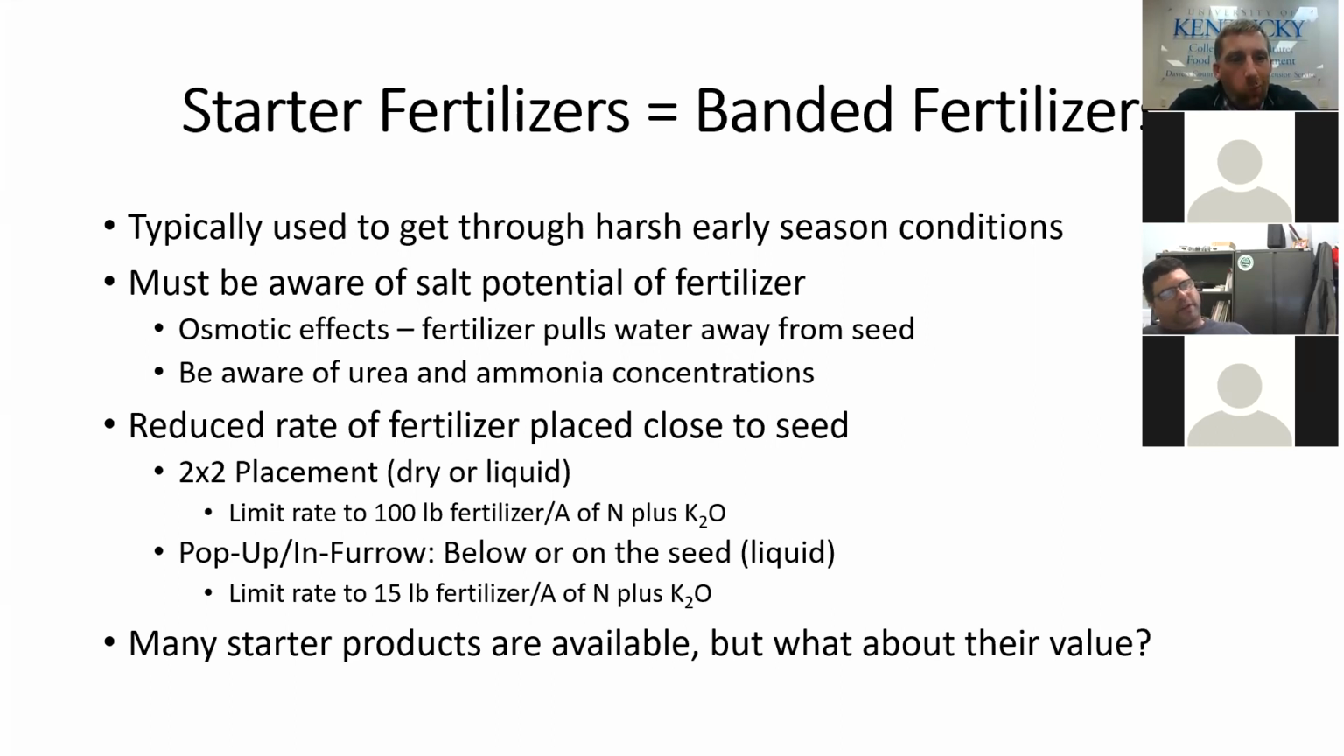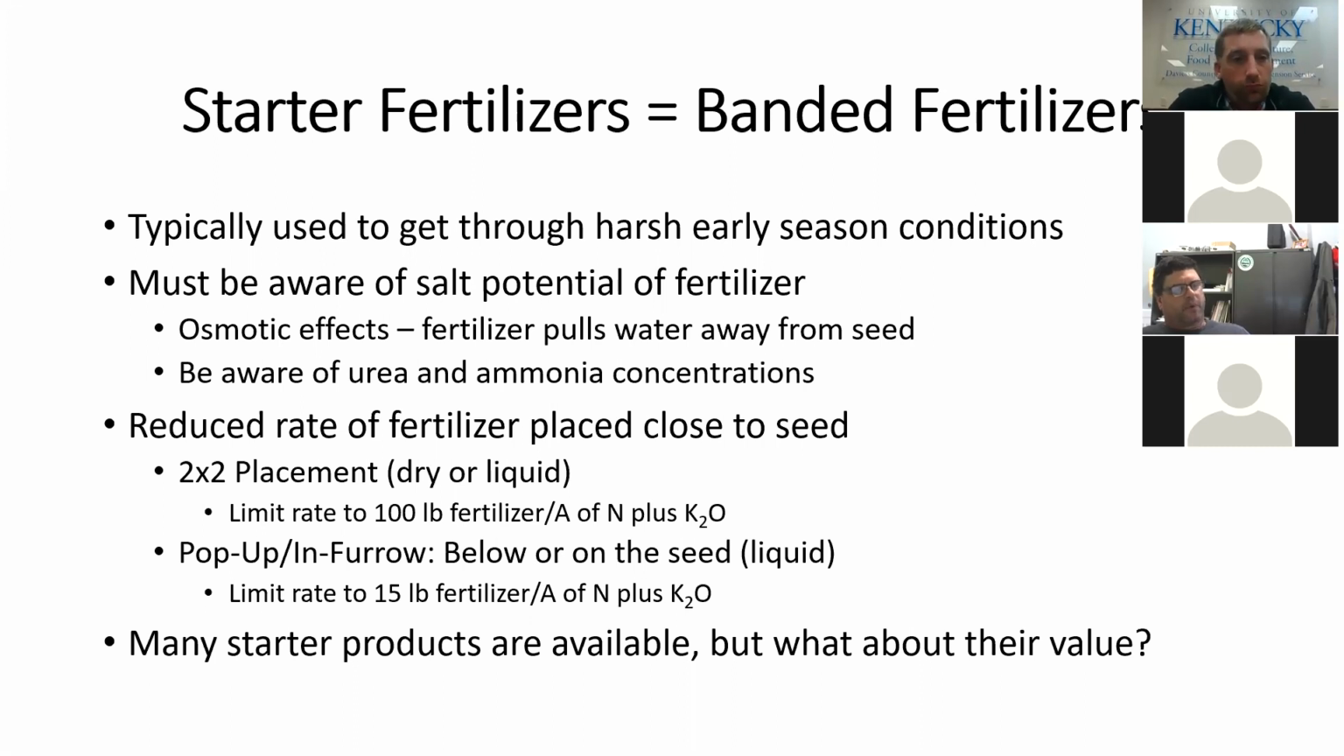So the general rule of thumb that's been in place since I've been here, and I have no reason to say it's wrong, I think it's a good rule of thumb to go by. For 2x2 placement, whether it's a dry product or a liquid product, we need to limit our rate to 100 pounds per acre of nitrogen plus K2O. The nitrogen has a pretty high salt index, some of them, and then also the potash products. Muriate of potash has one of the highest salt indexes of any fertilizer we have. So you need to watch the N plus K2O.